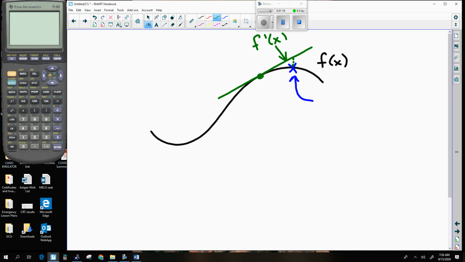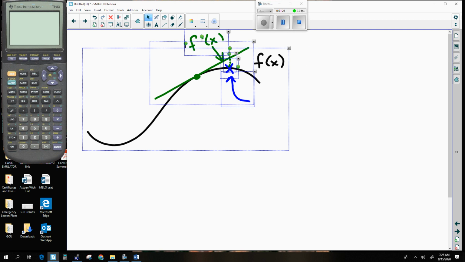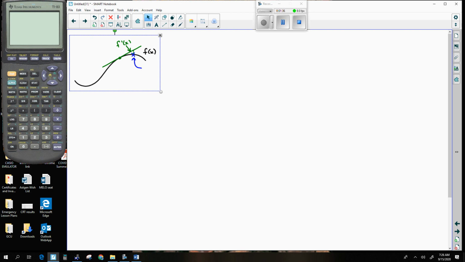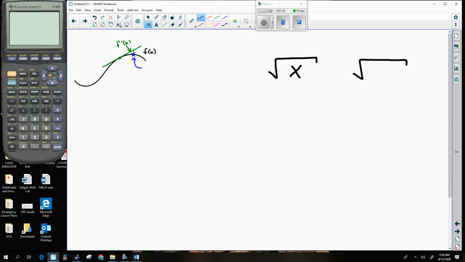All right, so this is kind of hard to explain, so I'll give you a quick demonstration on how this can be used and what good it does. Let's take a look. Let's think of the square root of x. I want to know what the heck is the square root of 102.